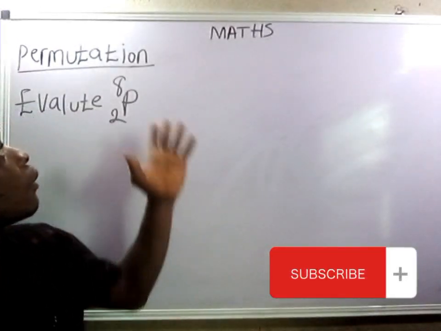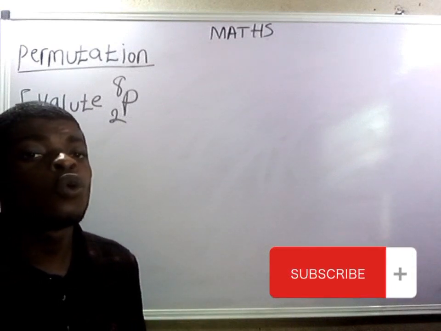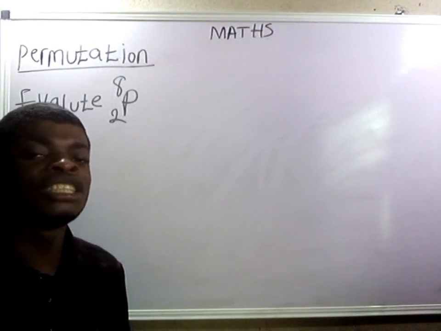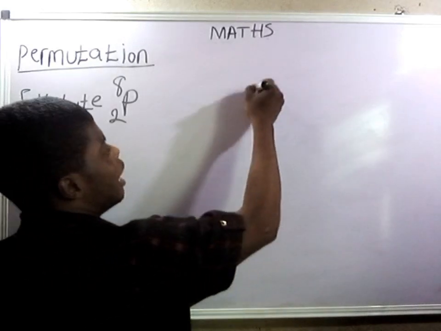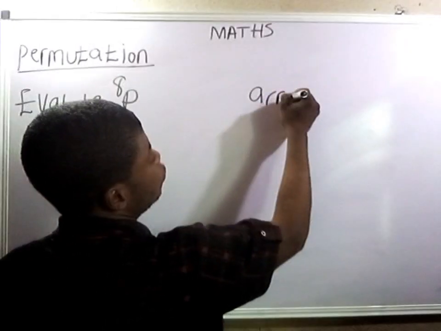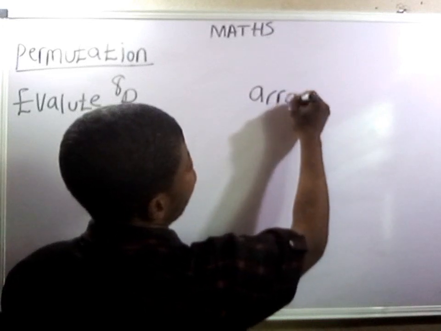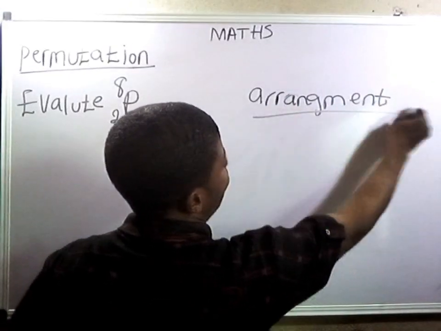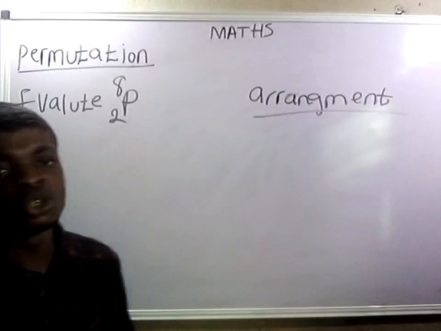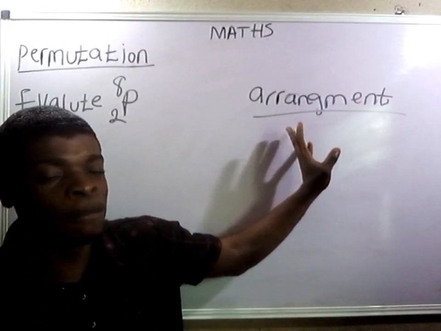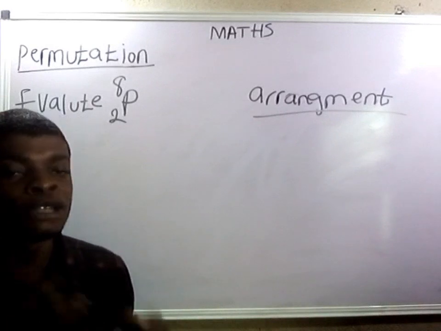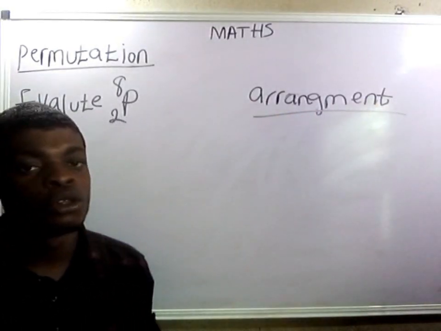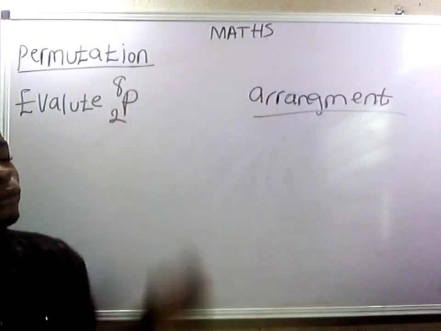So we're talking about permutation. When you see the word arrangement in a question, it means that the question is a permutation. So if you don't see the word permutation, don't be confused. But if you see the word arrangement, know that the question is coming under permutation.